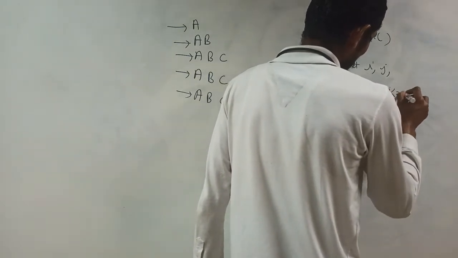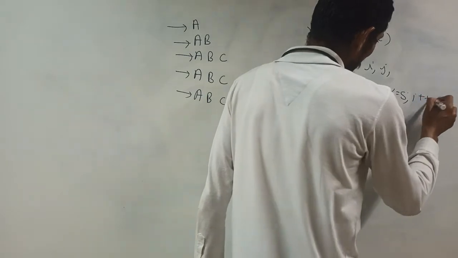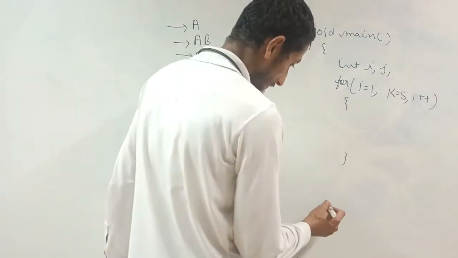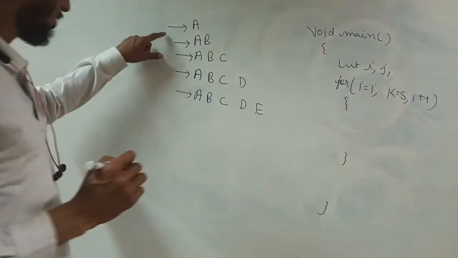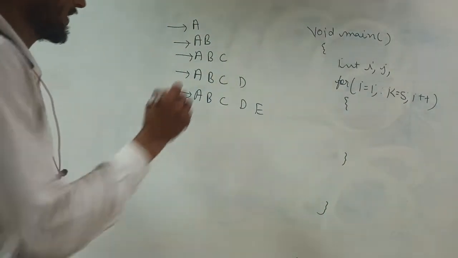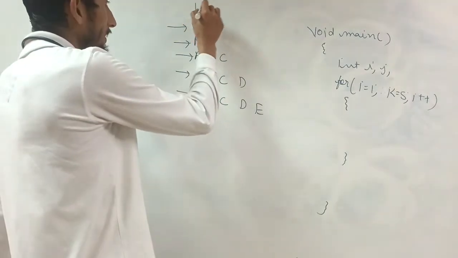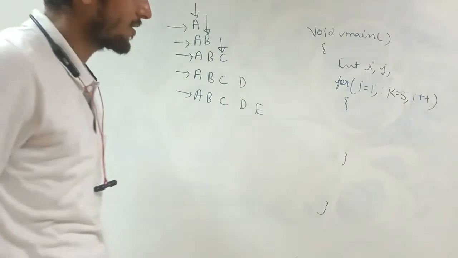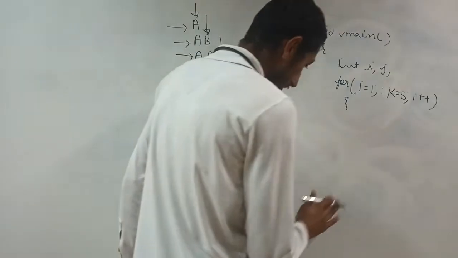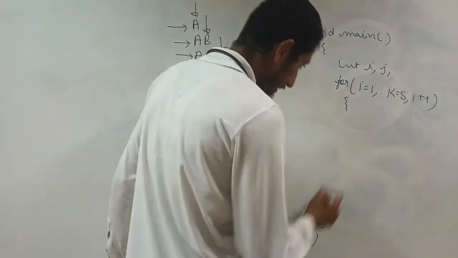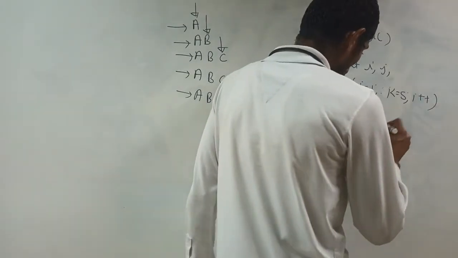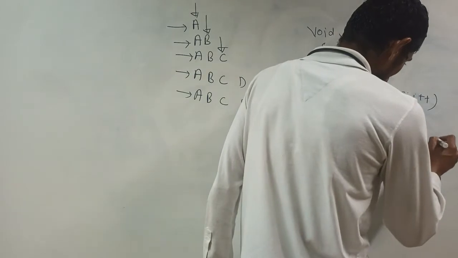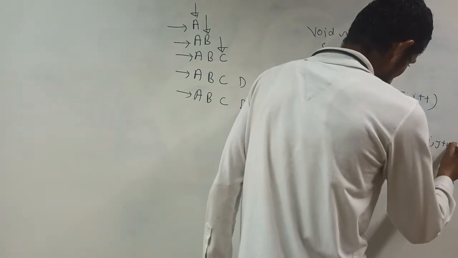Because I have 5 rows, I have applied the loop from i equal to 1 to 5. How many columns do we have in a single line? In line number 1, I have 1 column. In line number 2, I have 2 columns. In line number 3, I have 3 columns. I applied this in the last video too. So let me apply the loop from j equals 1, j less than or equal to i, and j plus plus.